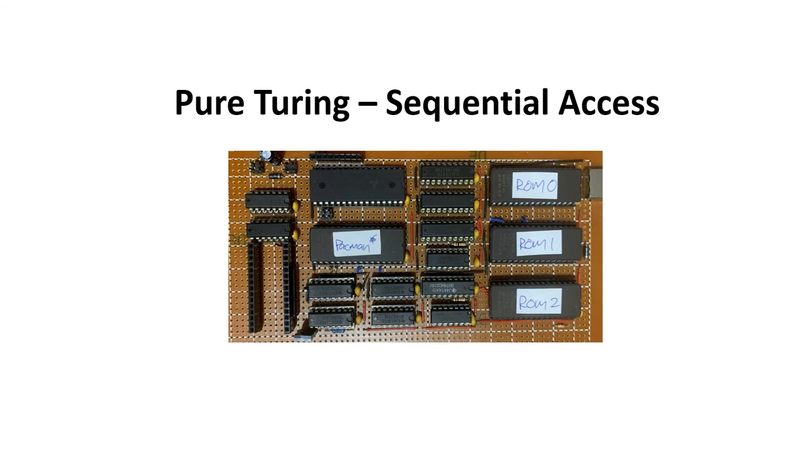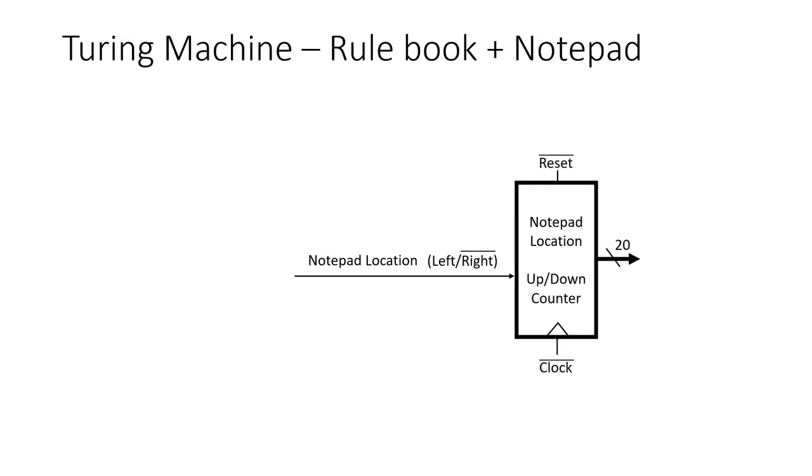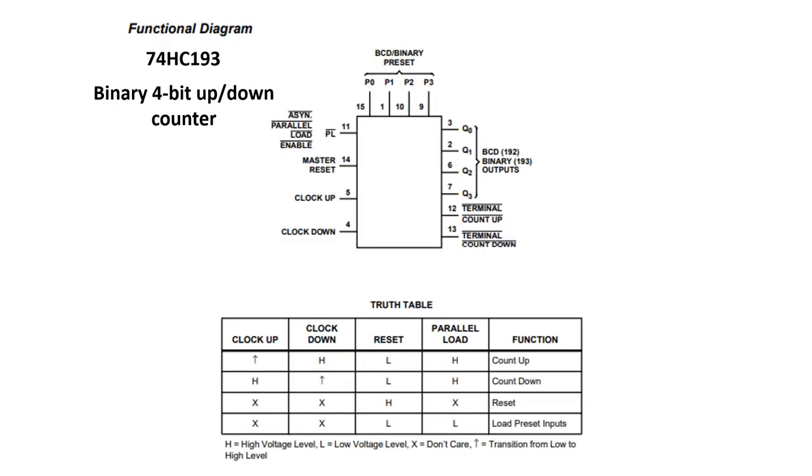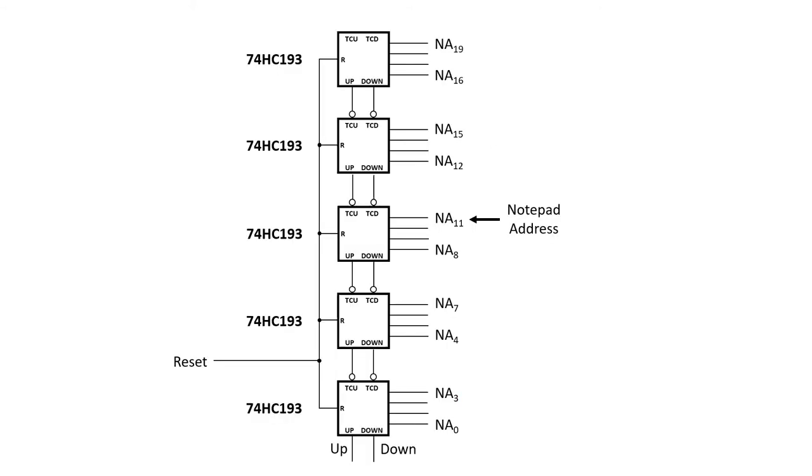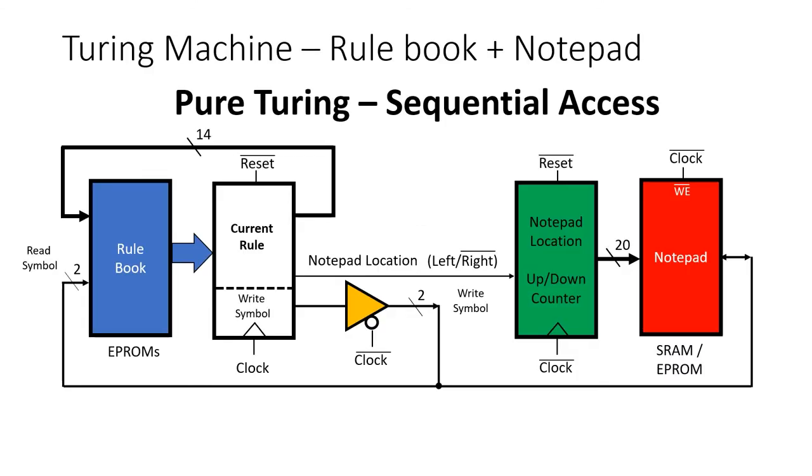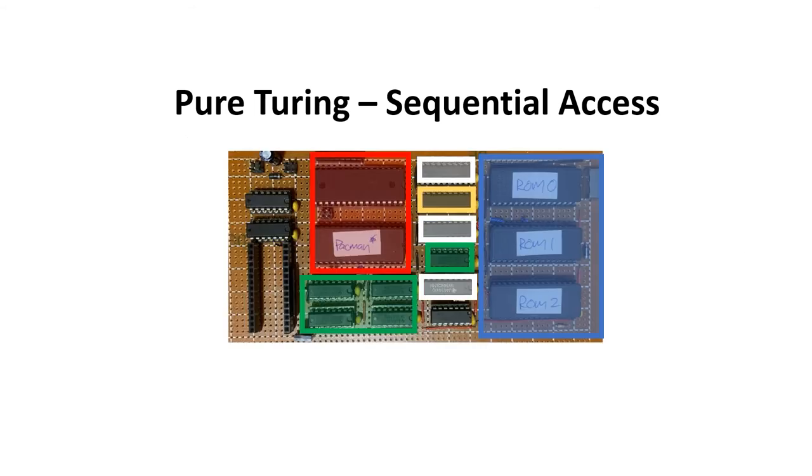This was an early prototype built on VeroBoard. Now, to keep track of notepad location, I need this 20-bit binary up-down counter. There are a couple of different ways to build this, but for this build, I use 5 of these chips, the 74HC193. Each chip only has a 4-bit output, but they can be connected together to form a 20-bit counter. I've color-coded part of the schematic diagram, which makes it easier to spot these components on the board itself. Blue is the rulebook, red is the notepad, green is the up-down counter, white is for storing current state, and orange is the write buffer.